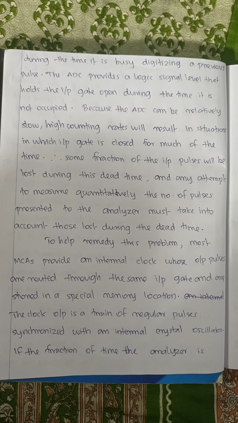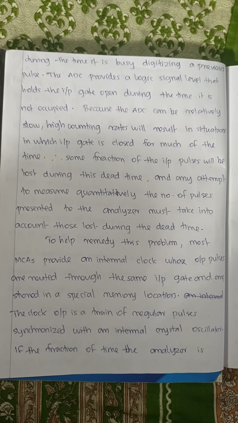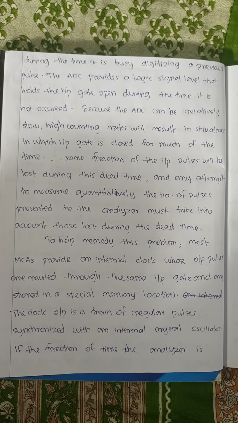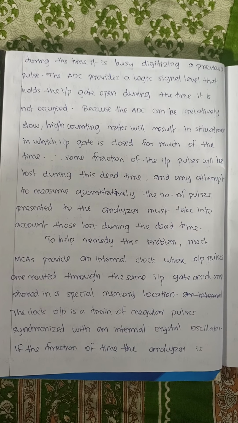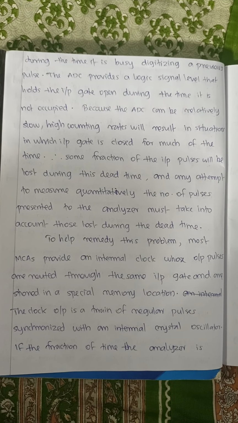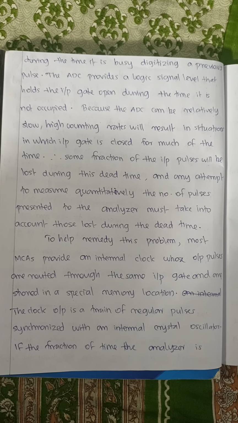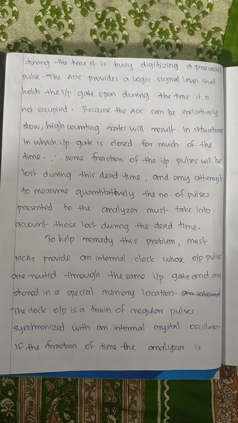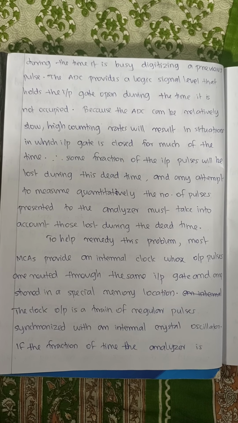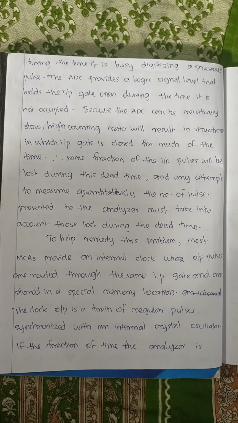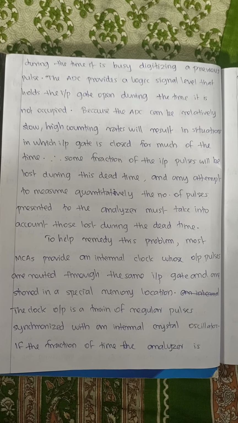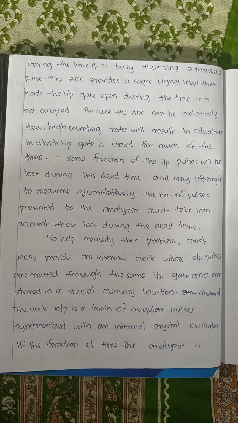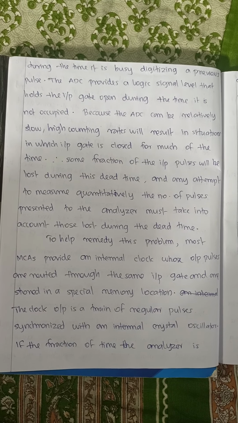Therefore, some fraction of the input pulses will be lost during this dead time, and any attempt to measure quantitatively the number of pulses presented to the analyzer must take into account those lost during the dead time. To help remedy this problem, most MCAs provide an internal clock whose output pulses are routed through the same input gate and are stored in a special memory location. The clock output is a train of regular pulses synchronized with an internal crystal oscillator.